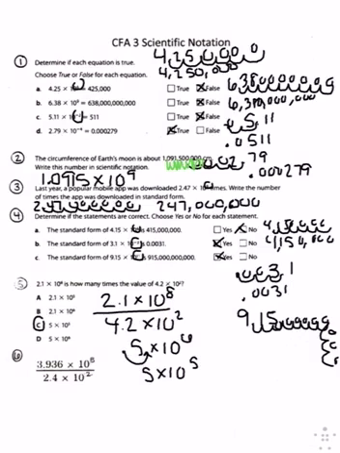Number 6, we are dividing, so I'm going to divide my decimals, 3.936 divided by 2.4, and I get 1.64. I'm dividing, so I subtract the exponents. 5 minus 2 is 3.